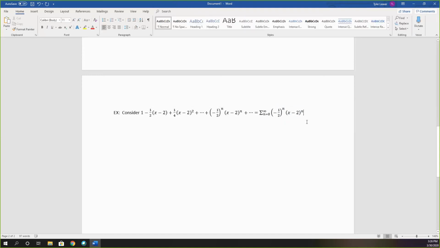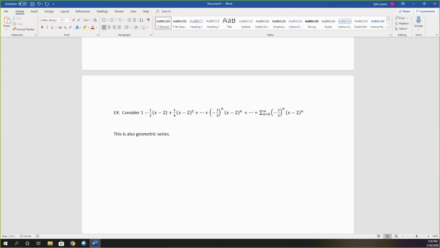Okay, this is going to be a power series centered at positive 2 with the way that we have it written here. So we have our coefficient, negative 1/2 to the n, and then we have our x minus a to the n out in front here. Okay, this is also a geometric series.